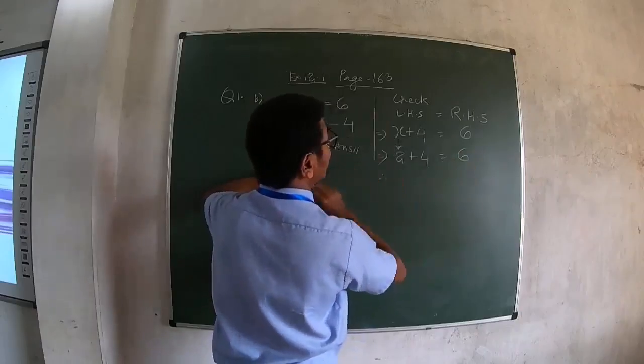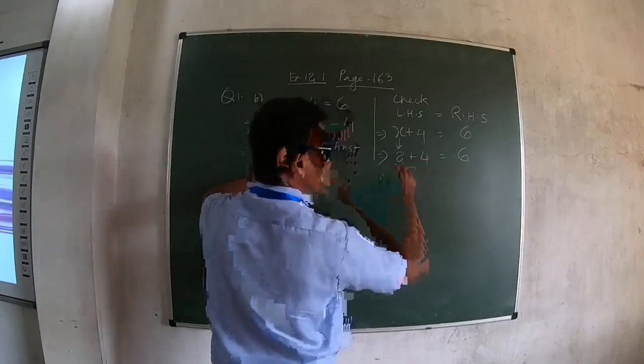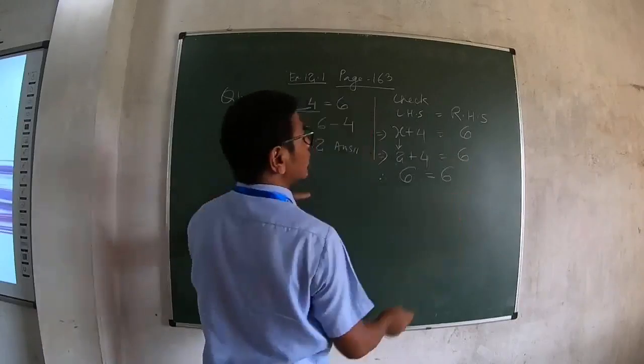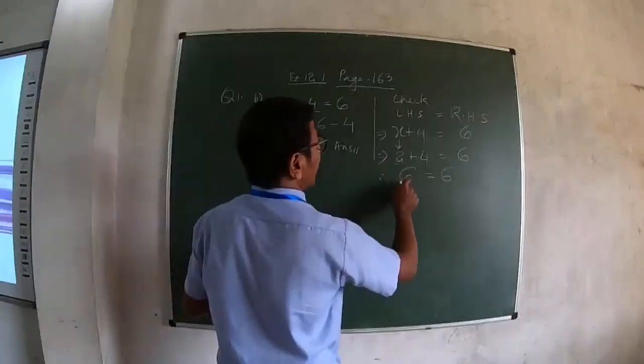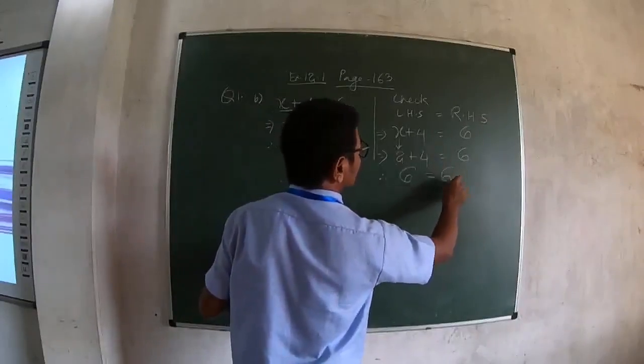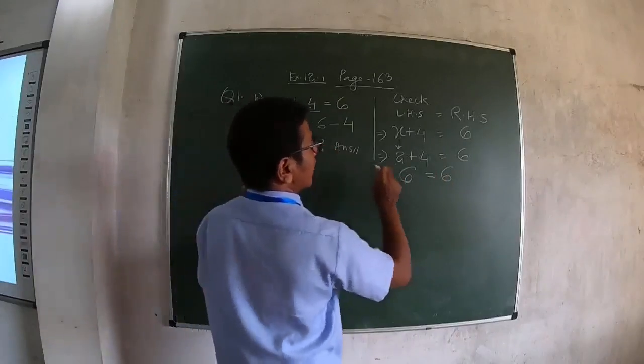Thereby what we see? 2 plus 4 makes 6. At the same time, the right is 6, which means the left hand side, which is 6, is equal to the right hand side, which is 6. Which proves our answer x equal to 2 is correct. So proved.